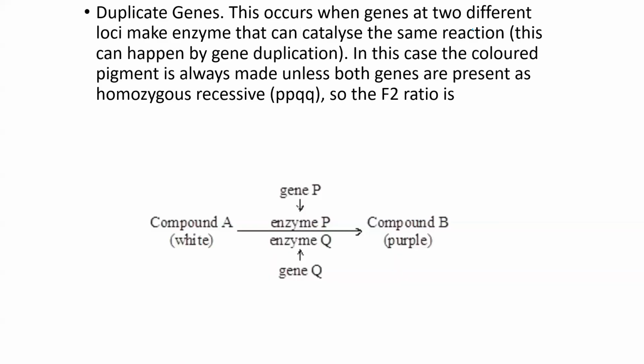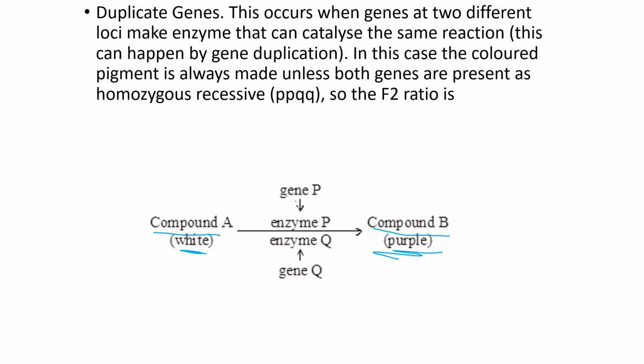All right. This is the last one I'll do for today. Duplicate genes. Real simple concept. We have compound A again, which is white. And in this case here, we have compound B now, which is purple. So this is once again flower colors.